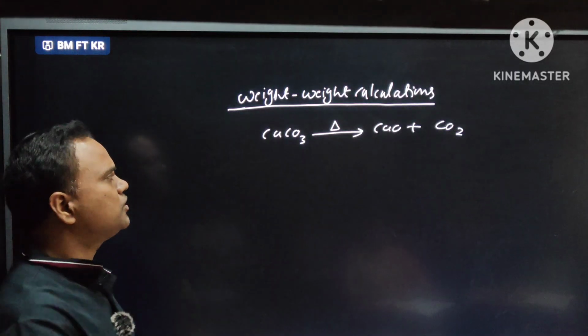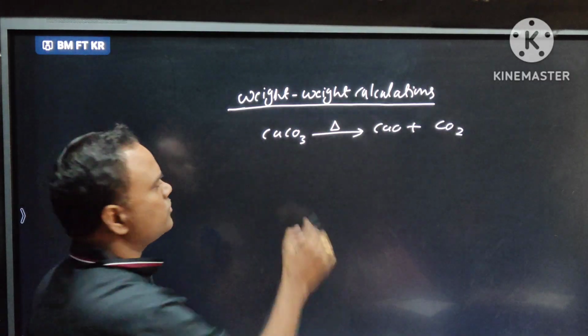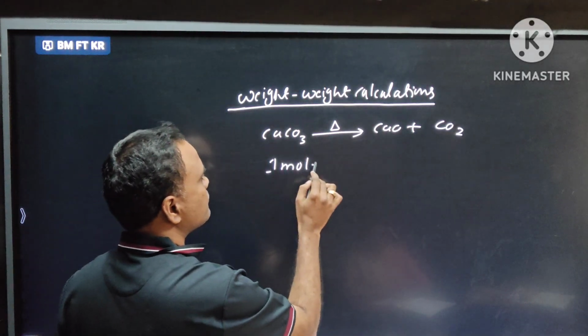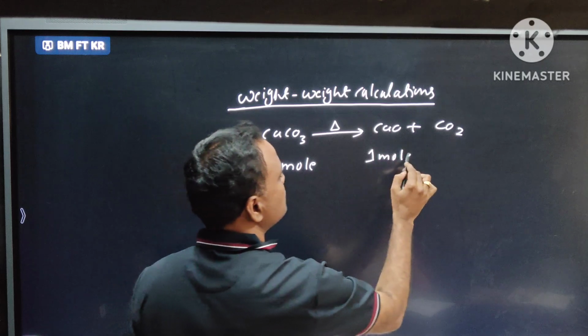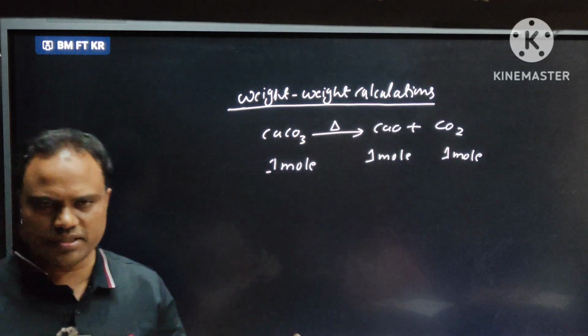First of all, tell me how many moles of CaCO3 is present? Is there any number here? No. So you can write 1 mole here. This is also 1 mole. This is also 1 mole. 1 mole, 1 mole. Now use stoichiometry basics.